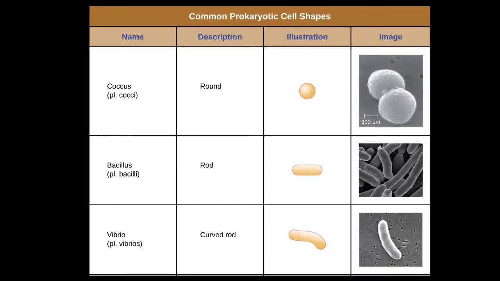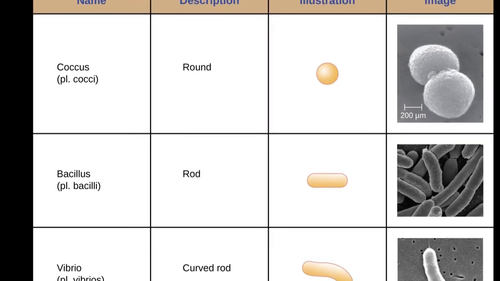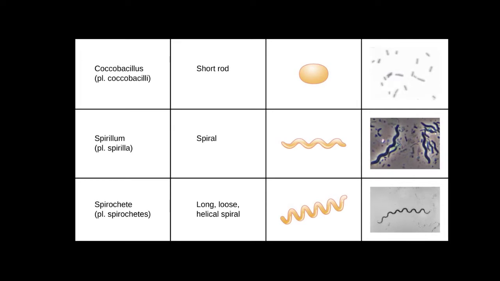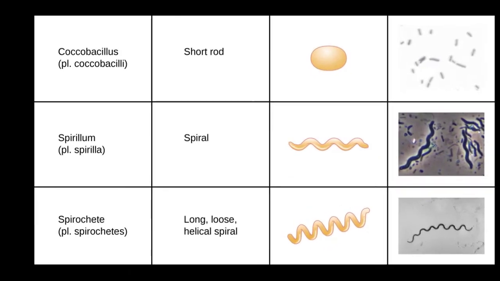Let's take a look. Here we have a coccus shape, bacillus shape, and a vibrio shape. Here we have a coccobacillus, spirillum, and spirochete shape.